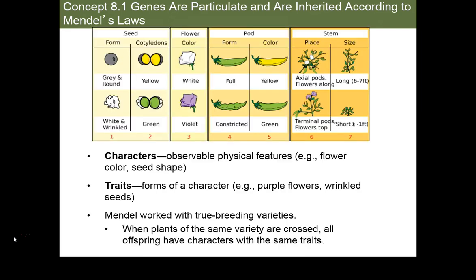Pea plants were a good test plant because they had observable physical characters like flower color, seed shape, and height. Traits are forms of these characters like purple flower, wrinkled seed, and tall for height. Mendel worked with true breeding varieties, meaning that if you cross them with themselves, all offspring had the same traits.